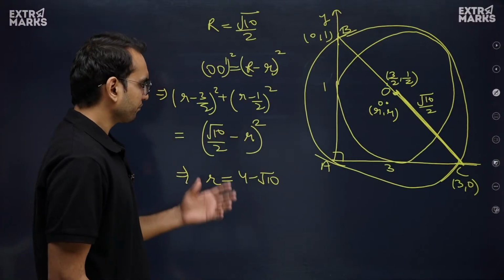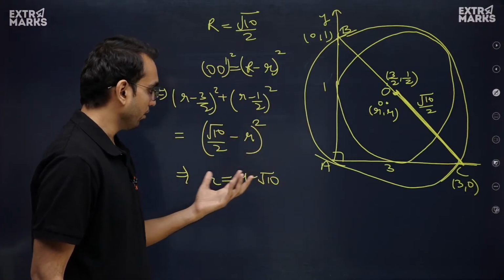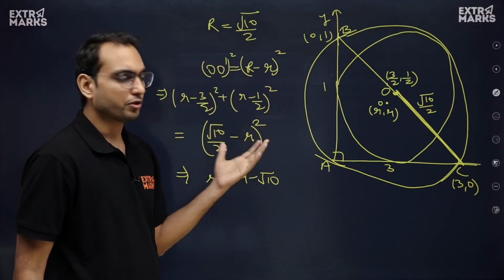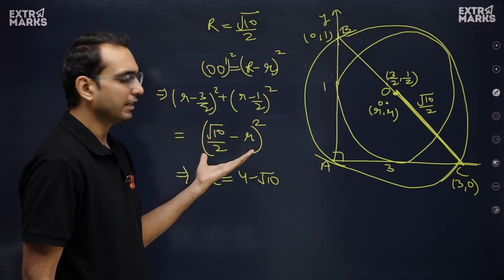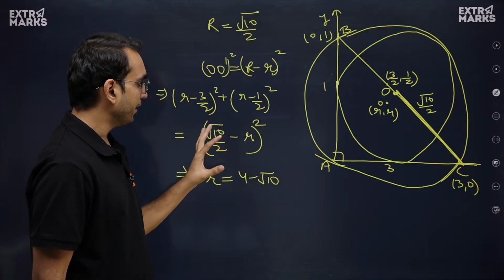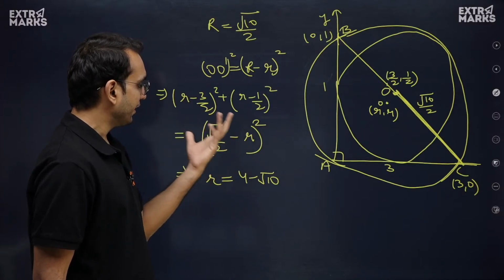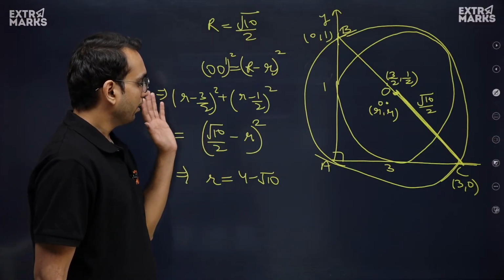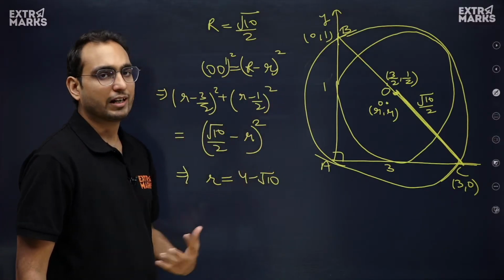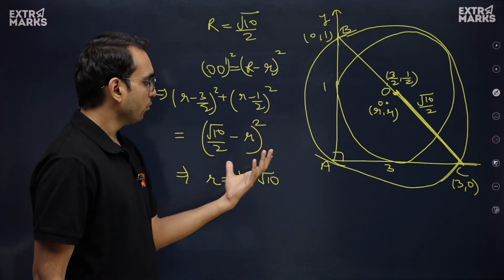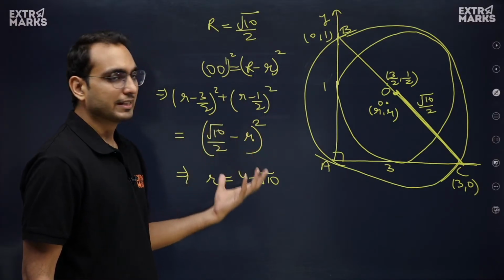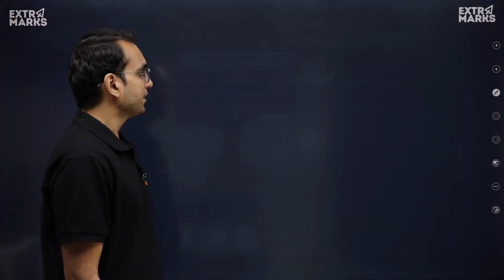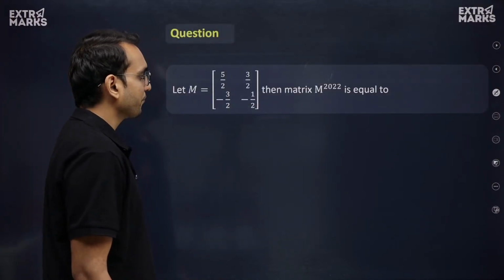There is no reason to solve this fully, because now it's very clear that there will be a quadratic in r, and we can solve this quadratic and find the value of r, right? So I'm not actually solving this equation because it will waste our time, because there is no concept behind this. You can easily solve that, right? So now let's take another question.